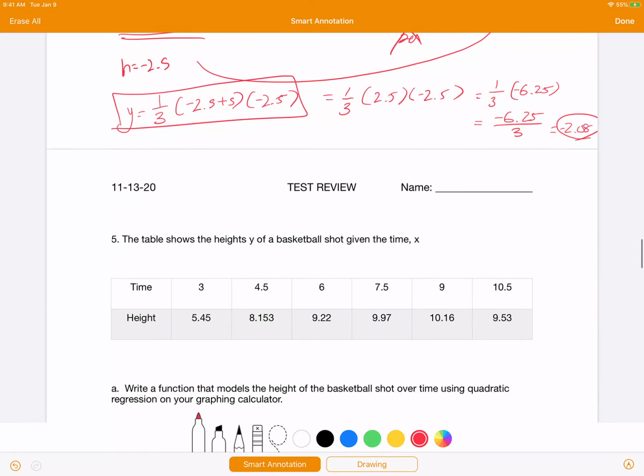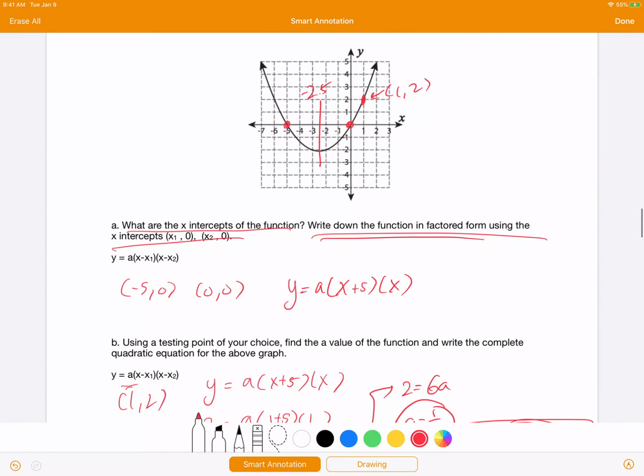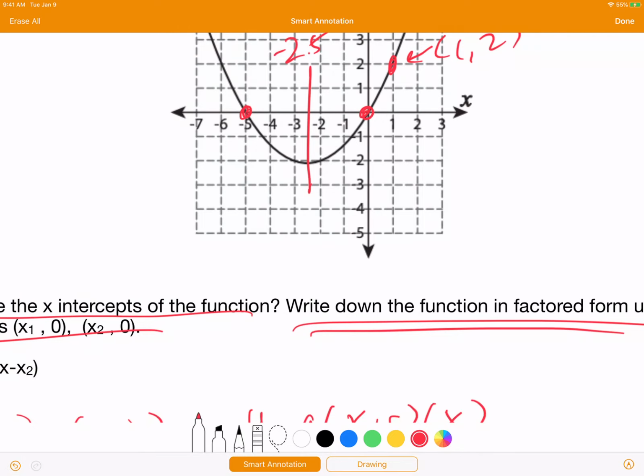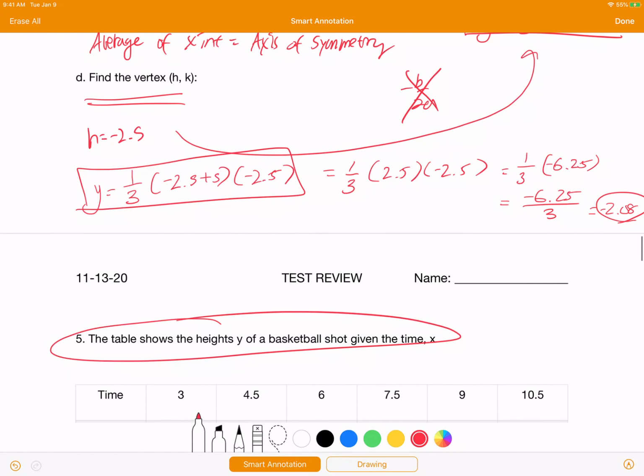Okay, so the next question, now number 5, is the table shows the heights. Oh, actually, before we move on, I just wanted to verify real quick. If you go down here, the vertex is located somewhere around negative 2. So I believe our answer here of negative 2.08 should be in the rough ballpark there.